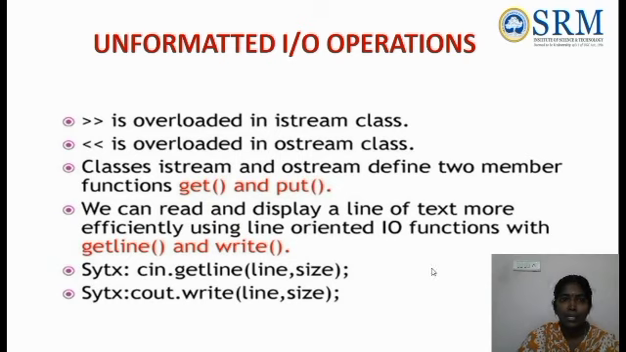The next topic is unformatted IO operation. The extraction operator is overloaded in the istream class and the insertion operator is overloaded in the ostream class. Classes istream and ostream define two member functions, namely get and put. We can read and display a line of text more efficiently using line-oriented IO functions with getline and write.